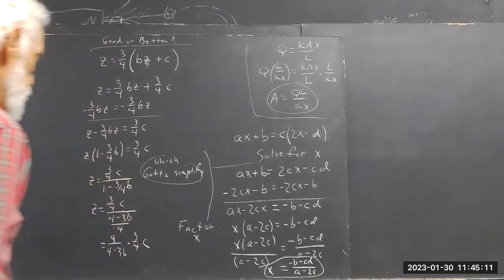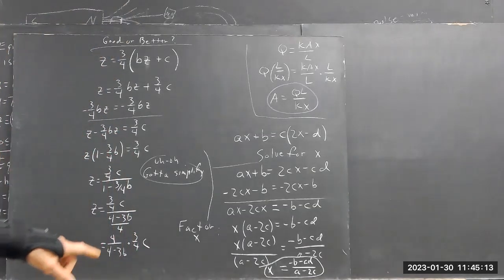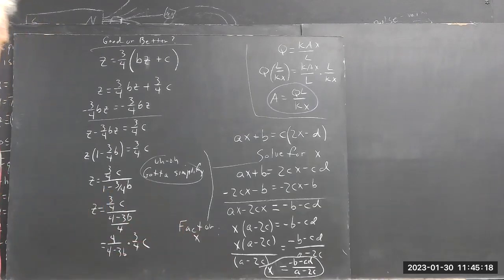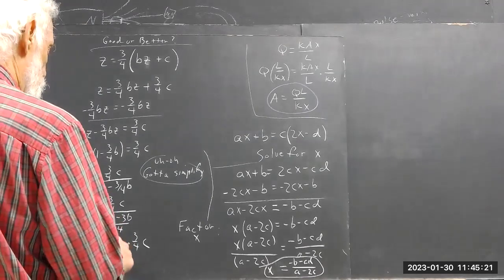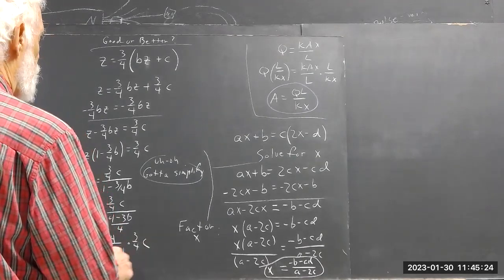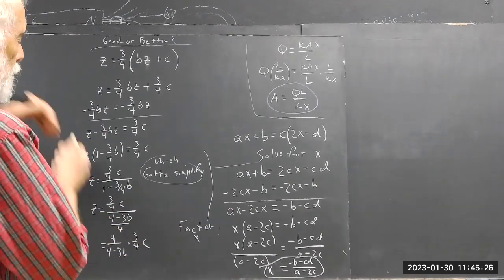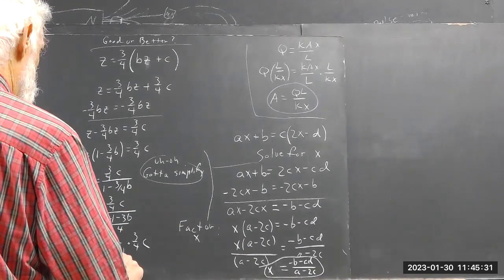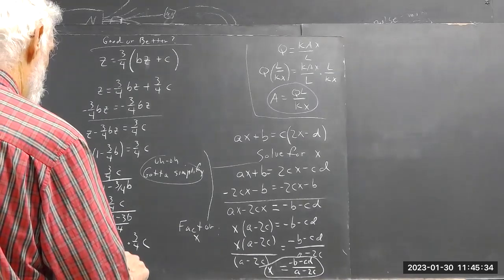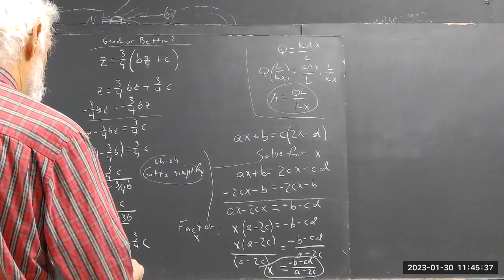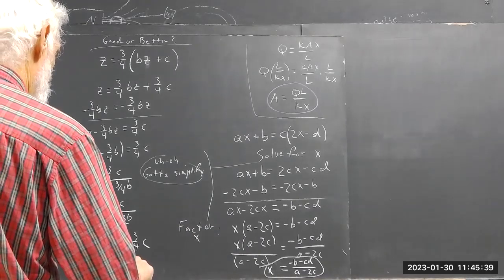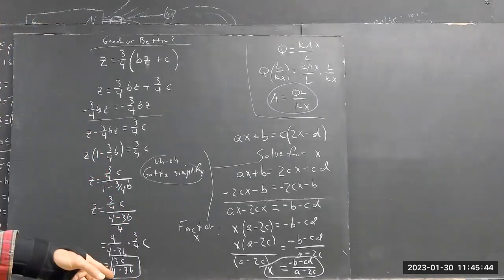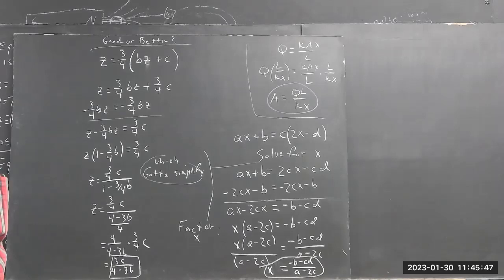times 3c over 4. And now we see that the 4 is going to be divided by the 4. I'm not going to be real explicit about how we verify that. 4 is a factor of the numerator, 4 is a factor of the denominator. So we could write 4 over 4 times a bunch of other stuff. But we end up with 3c over the quantity 4 minus 3b.